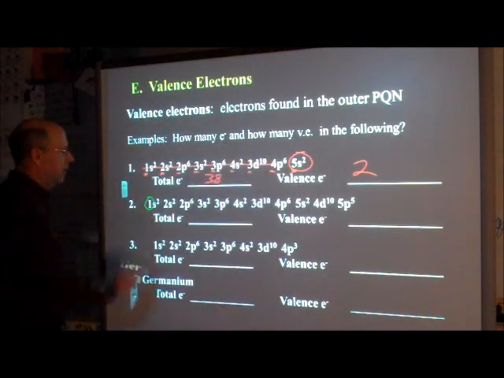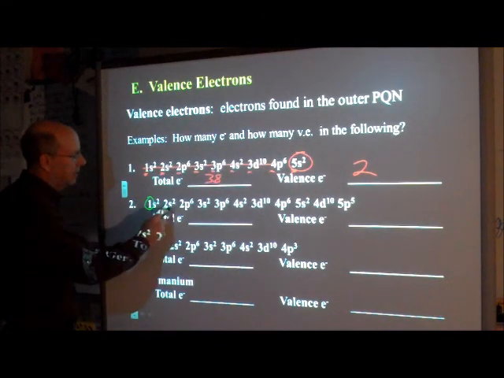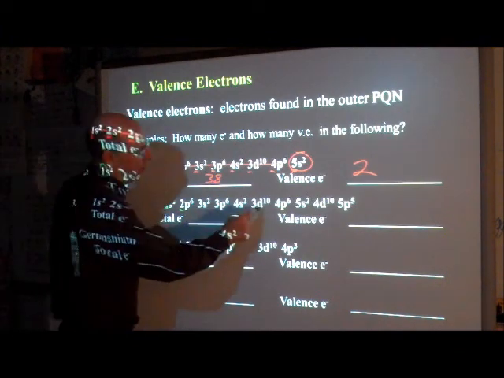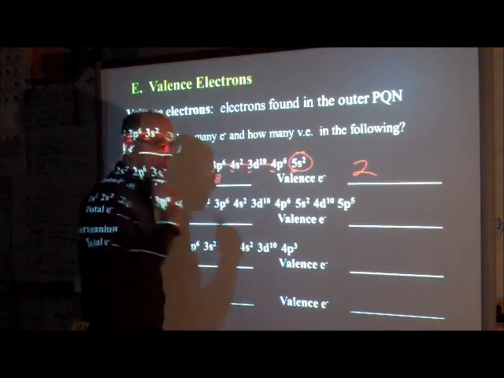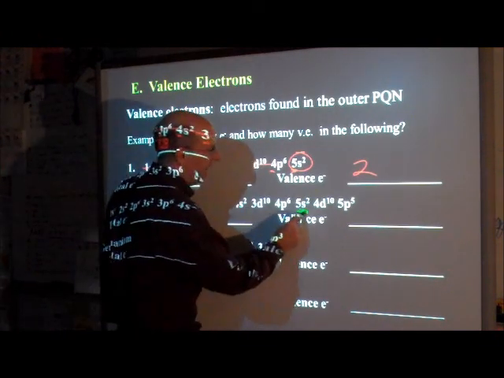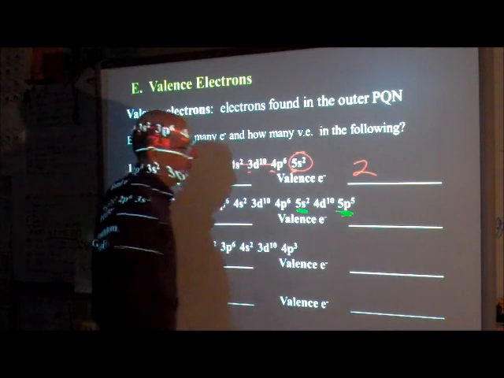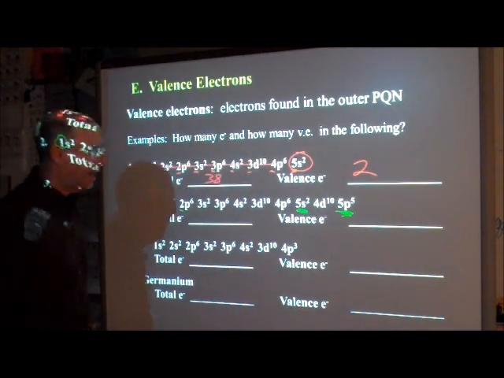Is 1 the biggest PQN? Heck no. Is 2 the biggest PQN? Nope. 3, 4, 5. Oh, I see 5 is the biggest one. But this is a little confusing because there's 5s and there's 5p electrons. So 5 is the biggest PQN.